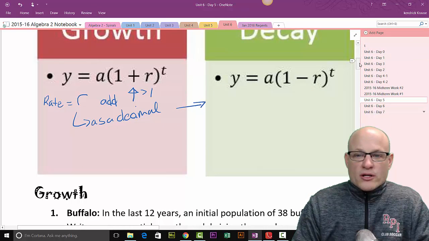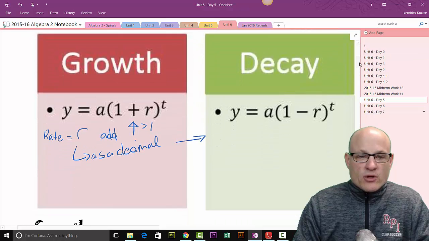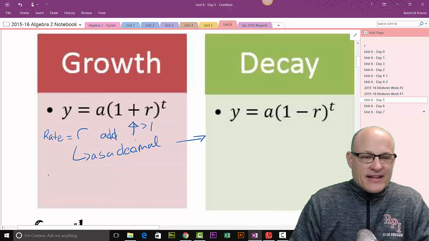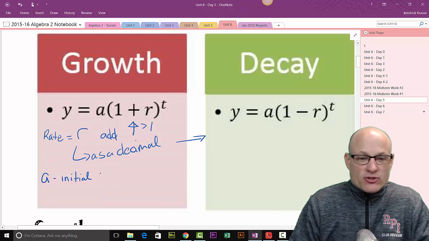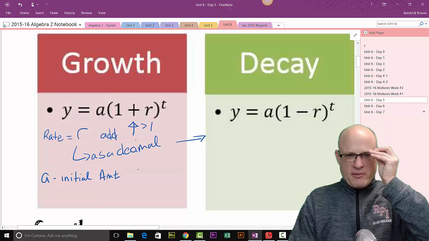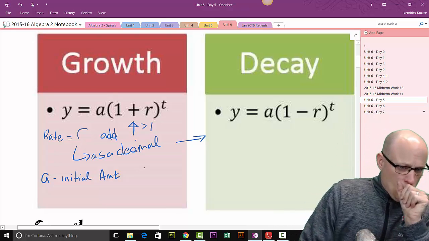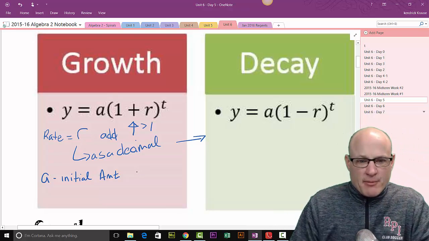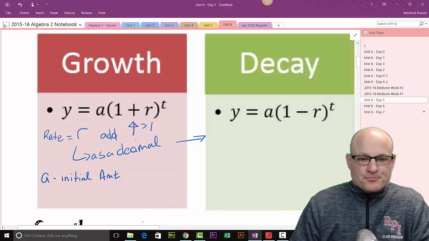Anyway, so we're going to talk about growth as a decimal. Let me tell you what A is. A is my initial investment or initial amount. If you're talking about money, it's the amount of money you start with. If you're talking about population growth, it's the amount of people you're starting with, or the amount of rabbits you're starting with or whatever.